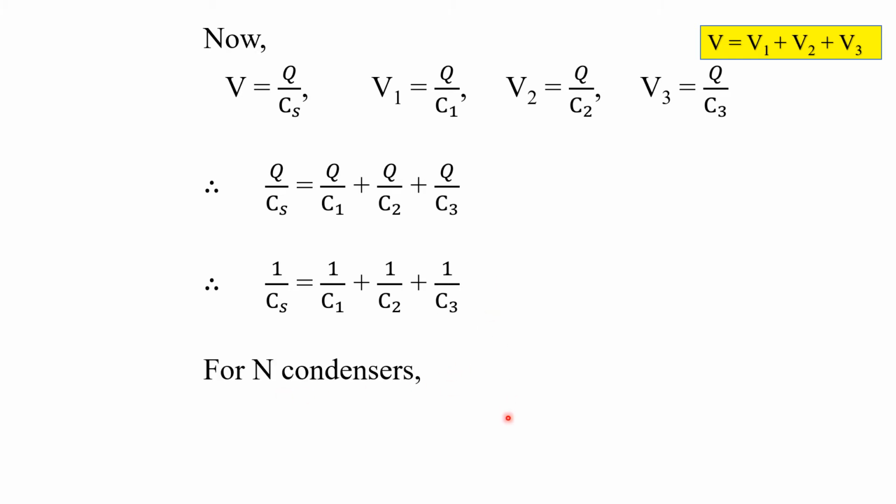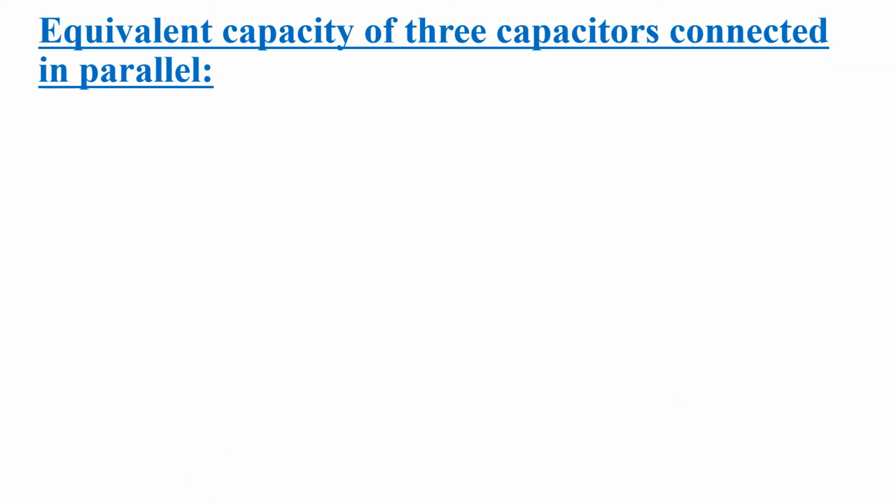For n condensers, 1 upon Cs is equal to 1 upon C1 plus 1 upon C2 and so on up to plus 1 upon Cn. So this is the equivalent capacity of a number of condensers connected in series. We will see the equivalent capacity of three condensers or capacitors when connected in parallel.